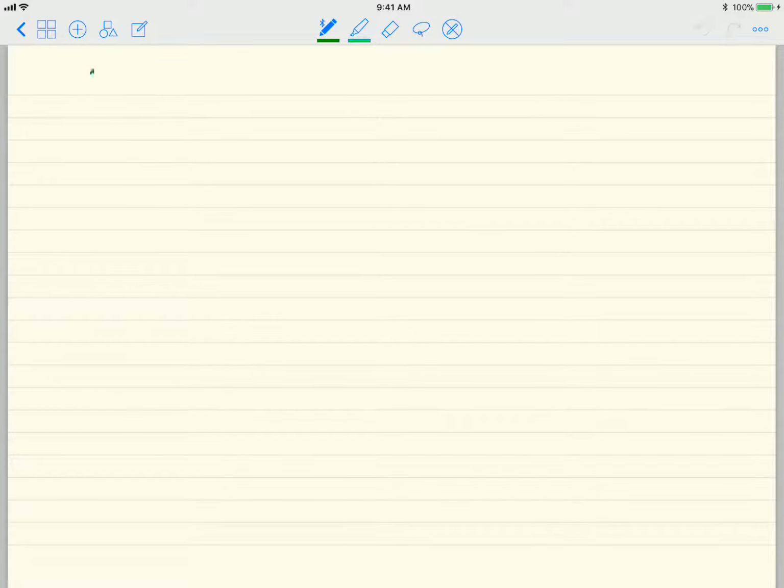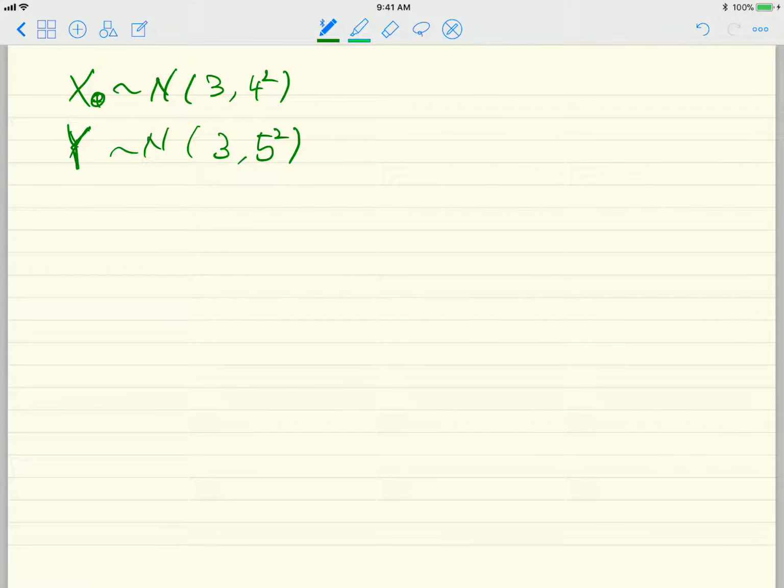So let me ask this question. Suppose x follows the Gaussian distribution with mean 3 and variance 4 squared, and y follows a Gaussian distribution with the same mean but maybe a different variance. What about the variance of the difference of these two?